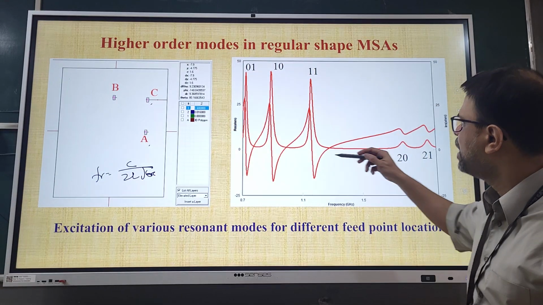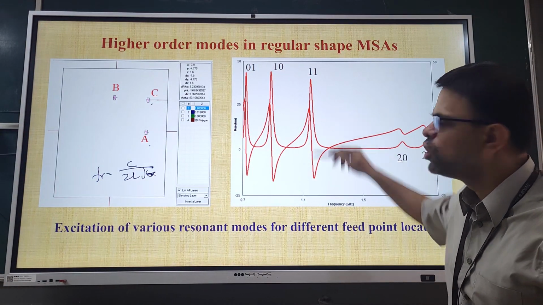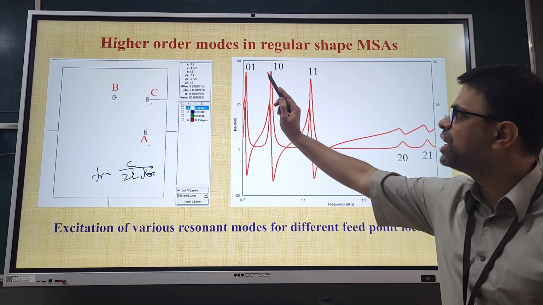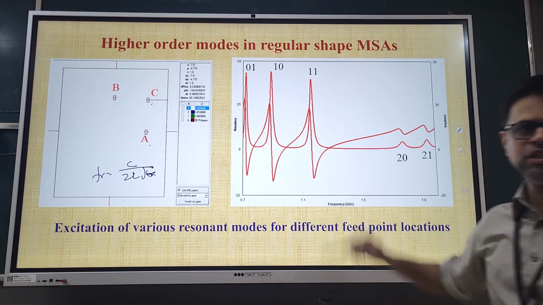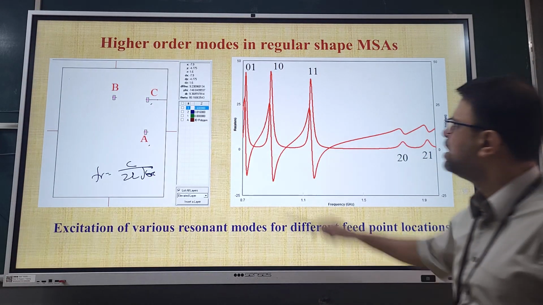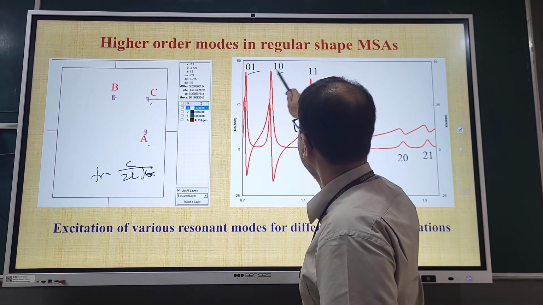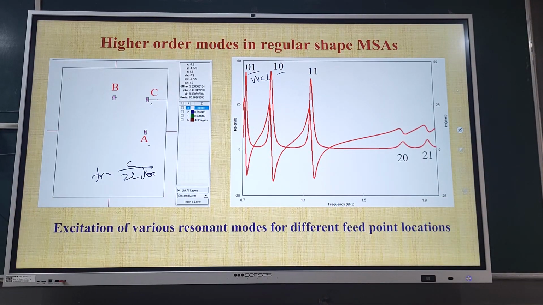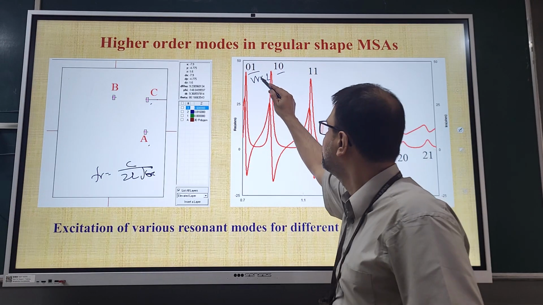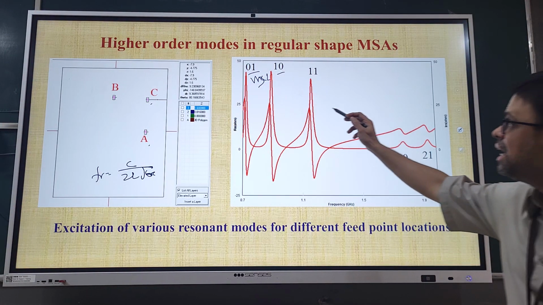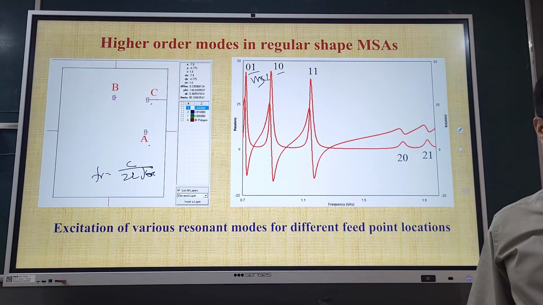Okay? So, that's why I have shown the resonance curve here for a feed point location C. So, you will see 0-1 mode appearing first, then 1-0. Why? Width is more than length, hence 0-1 mode is appearing first. Okay? Then comes another mode that is called as 1-1.